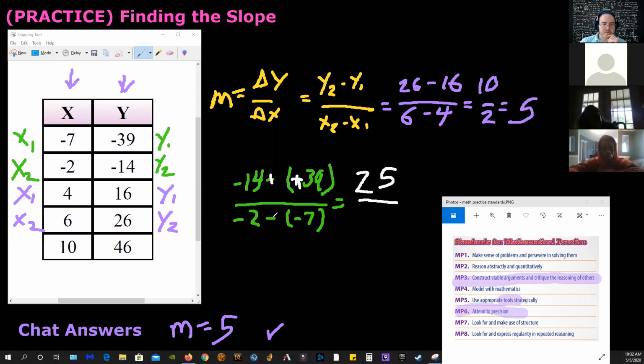over, the opposite of subtraction is addition, negative 2 plus 7 would be 5. And 25 divided by 5 is 5. So yeah, it would not matter which two XY coordinates I chose, as long as I put them into the formula correctly, I would come out with my slope.